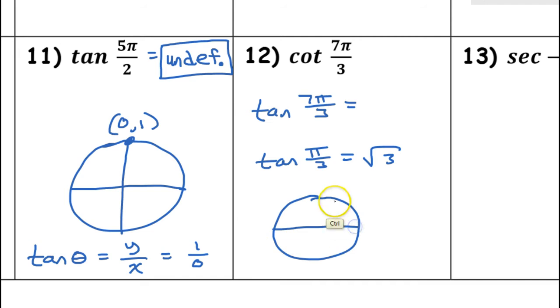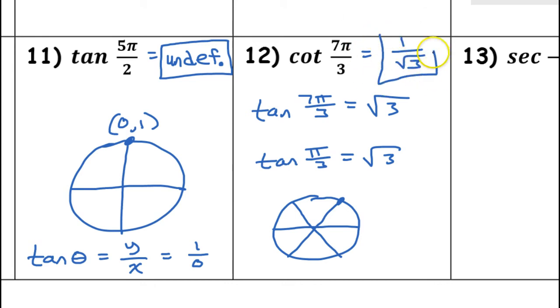So since the reference angle is pi over 3, I'm going to draw a diagram of pi over 3s. If I went all the way around, that would be 6 pi over 3. So 7 pi over 3 is one more. So that's the first quadrant, so tangent is positive there. So that's just going to be radical 3. So therefore the cotangent should be 1 over radical 3, because you got to do the reciprocal.